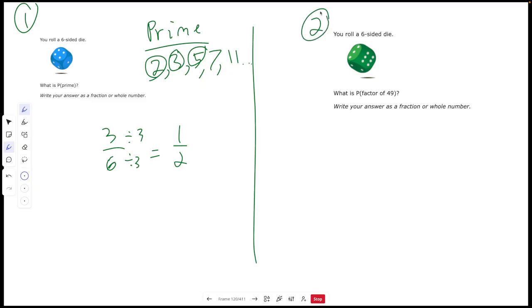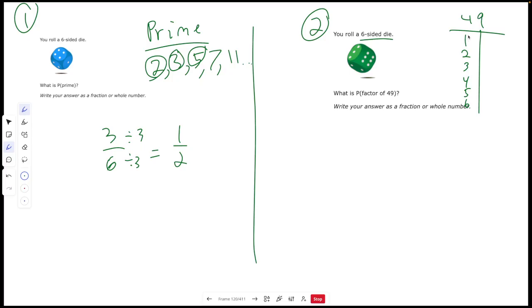For this problem over here, what is the probability that you get a factor of 49? If you need a refresher on how to generate factor lists, okay, for 49, you just go 1, 2, 3, 4, 5, 6. I'm not going to go past 6 because it's a 6-sided die. And then you just divide.